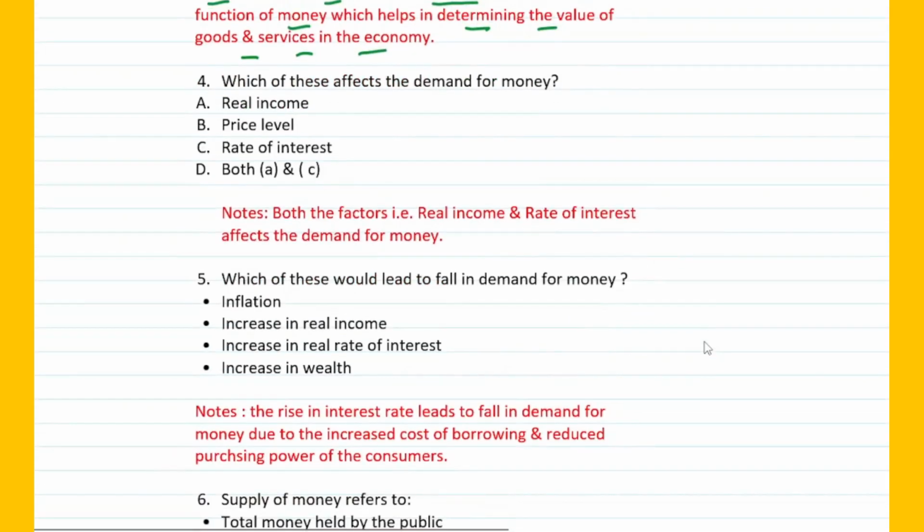Which of these affects the demand for money, right? So which of the following: real income, price level, rate of interest, both A and C. Now please understand both the factors, that is real income and rate of interest, affect the demand for money.